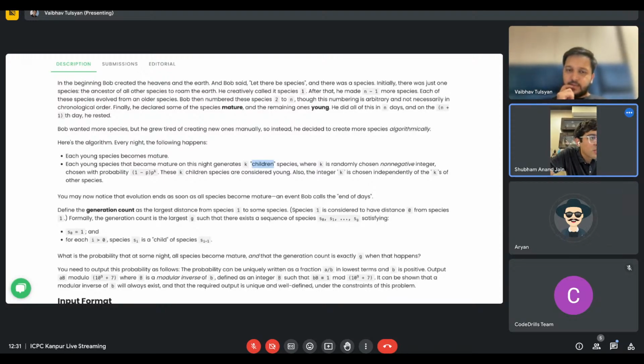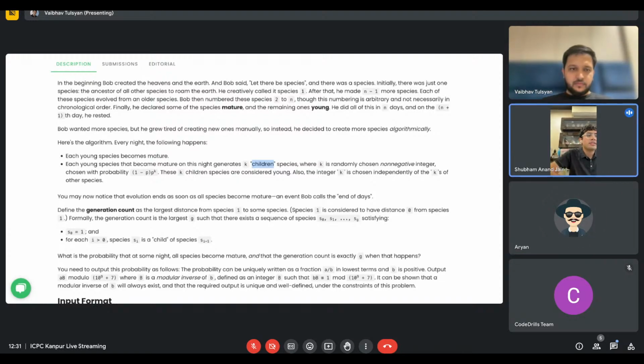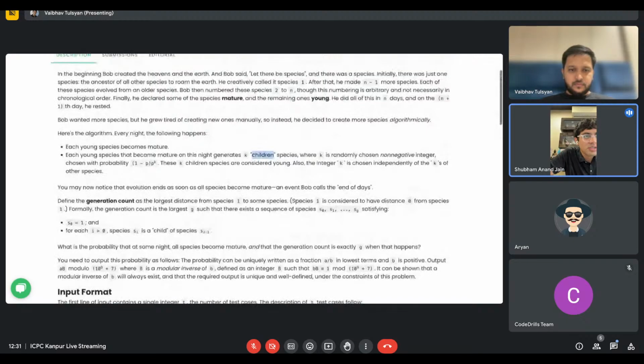Right, but in 1 to n, what is the child? What is the child of 1? Okay. I believe edges are given to create this graph, so you can figure it out. It's a tree. Okay, I see. The generation count is the largest distance from species 1 to some species. And here, of course, largest is well defined because you have this chronological ordering, so you can't have cycles.